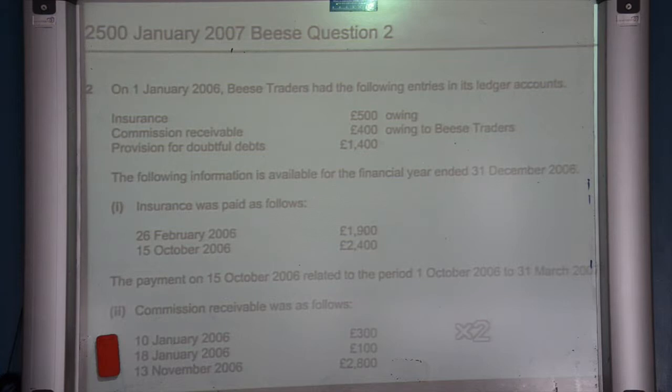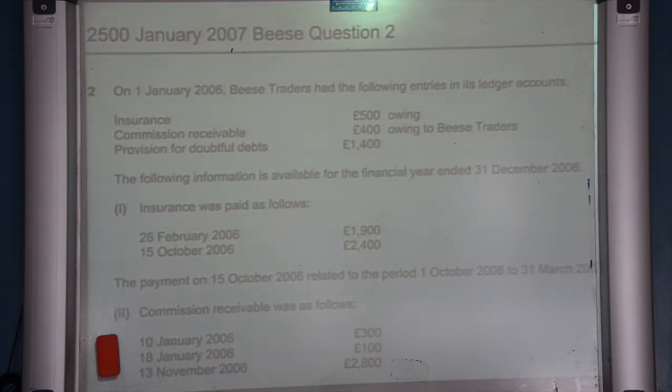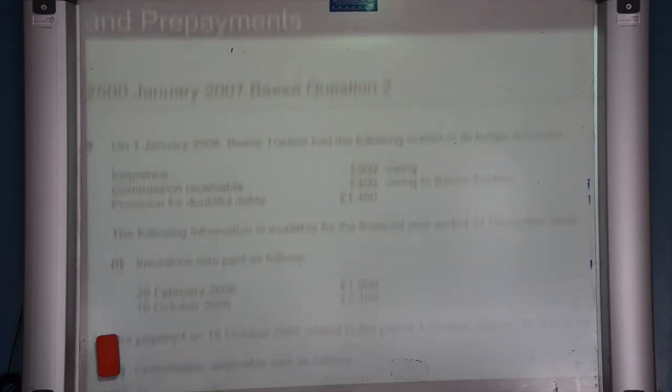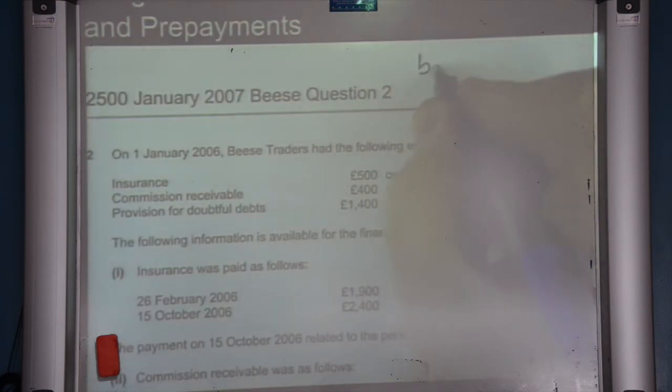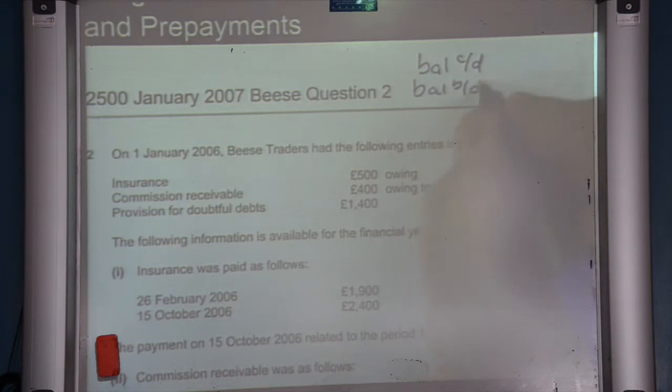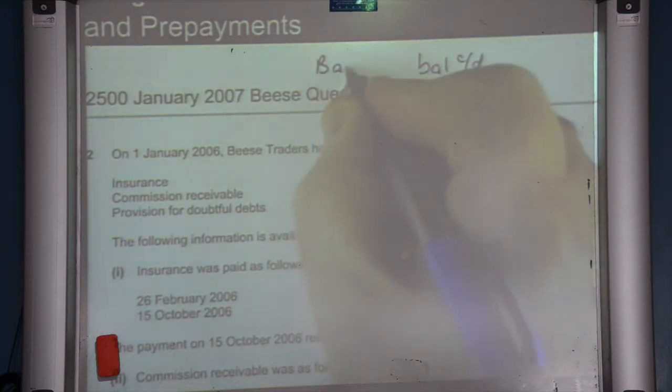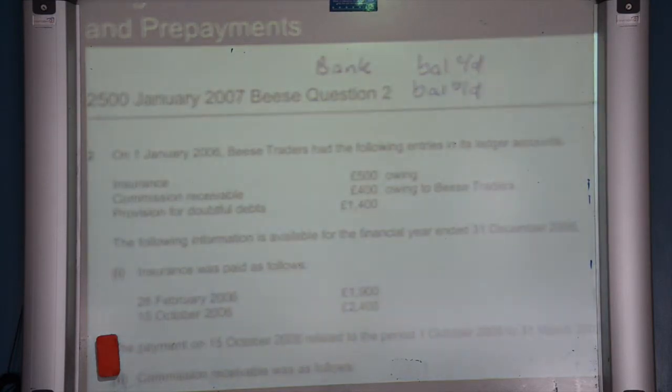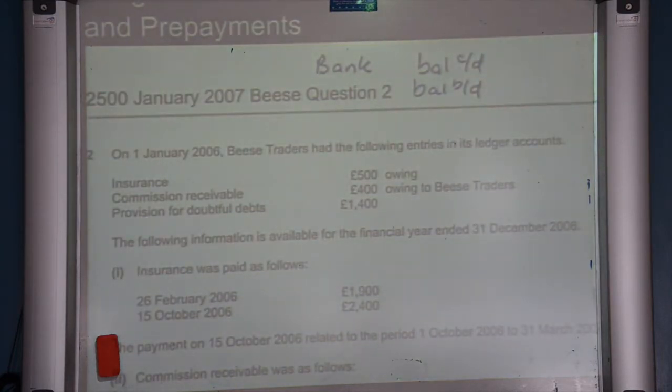Okay, right, we're doing the Beese Traders question now from page 73 of the Bible. It's got a lot more information in it, but remember, with accruals and prepayments, there are still only 4 things we really need to know. One is, we're trying to identify our BAL CDs, we're trying to identify our BAL BDs, we're trying to identify the amount that we have either paid or received into the bank account, and then we'll work out our profit and loss from it.